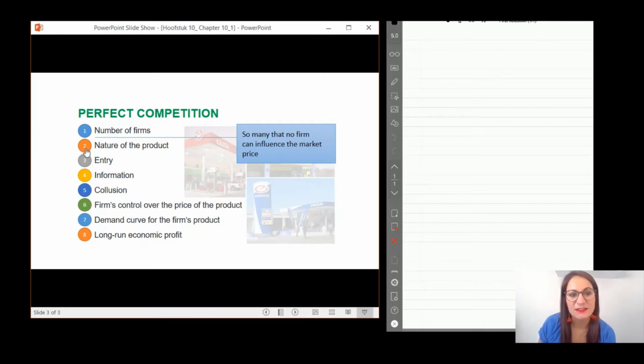Nature of the product is homogeneous, which means the product needs to be the same. In this case, it's 93 unleaded petrol, 95 unleaded petrol, and diesel, for example. It is the same everywhere.